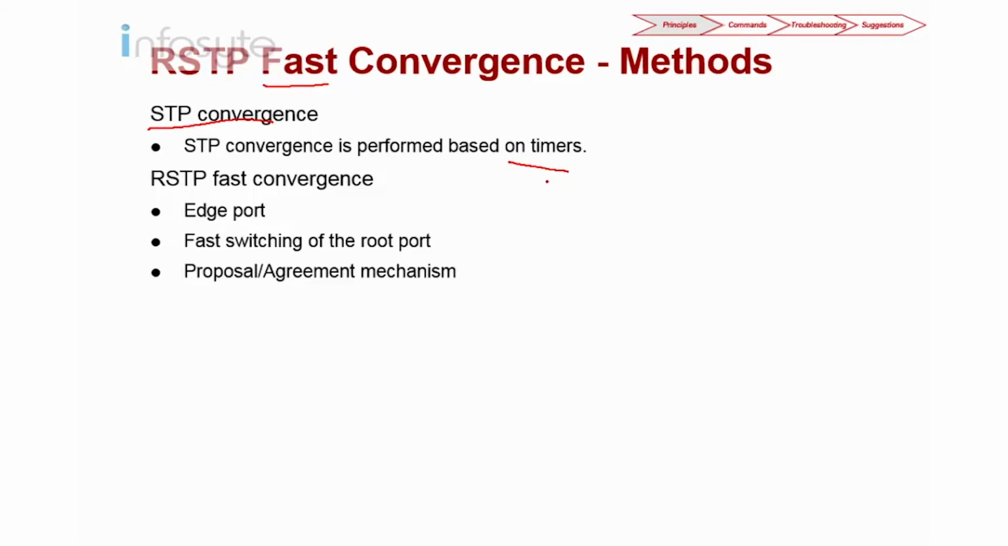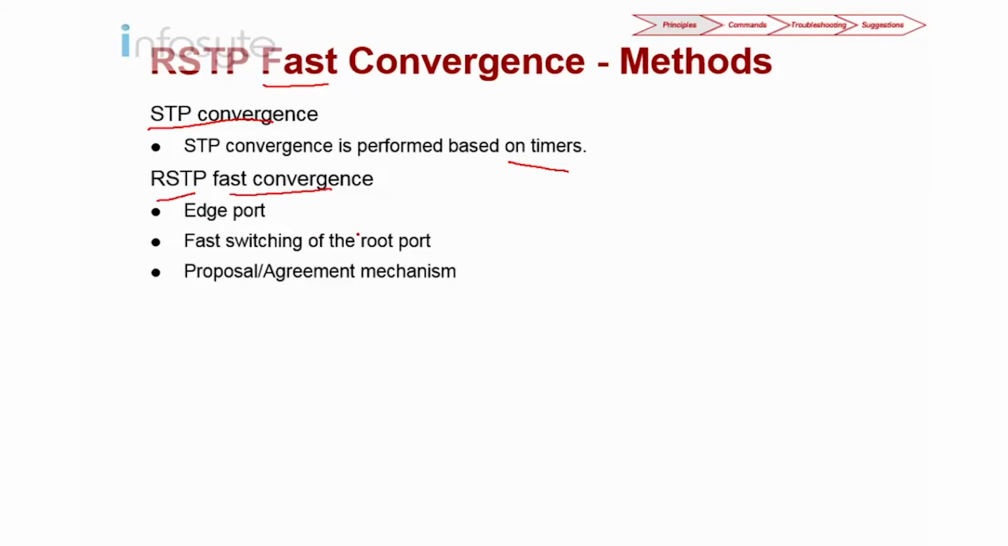Alright, the timer here is a forwarding delay of 15 seconds, and typically you need to have two forwarding delays, because one is for learning and the other one is for listening, before they go into the forwarding. Now, different compared to STP, RSTP has a fast convergence.